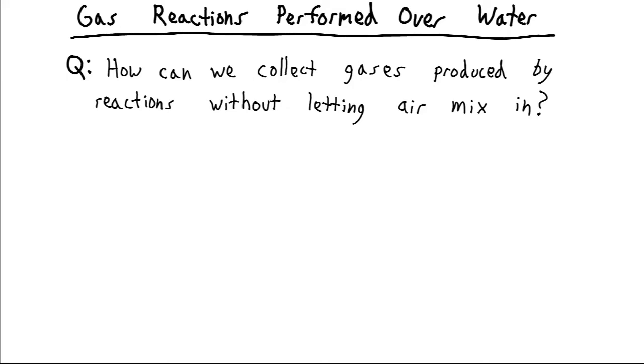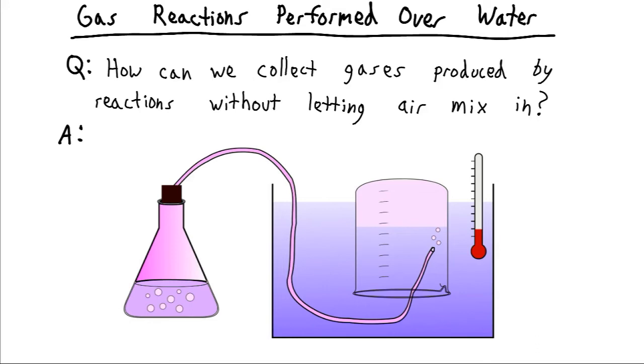Well, the trick is going to be in our apparatus. What we're going to do is perform the reaction in some sealed container. This reaction is evolving gas. Now the gas is going to go through a tube.